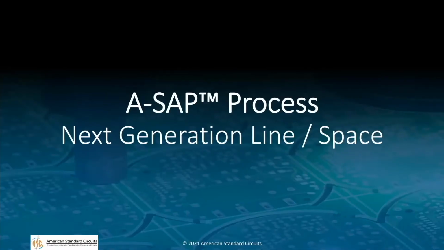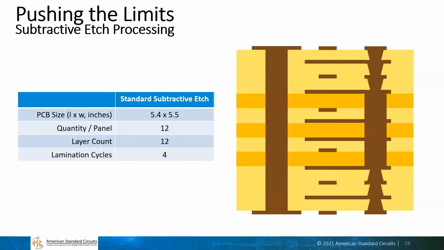Thank you, Anay. We're going to start off talking about the A-SAP process, which is a next generation line and space capability technology. Basically, I think this is Haris's presentation. Oh, do you want me to speak here? Yes, please. Okay, I can.